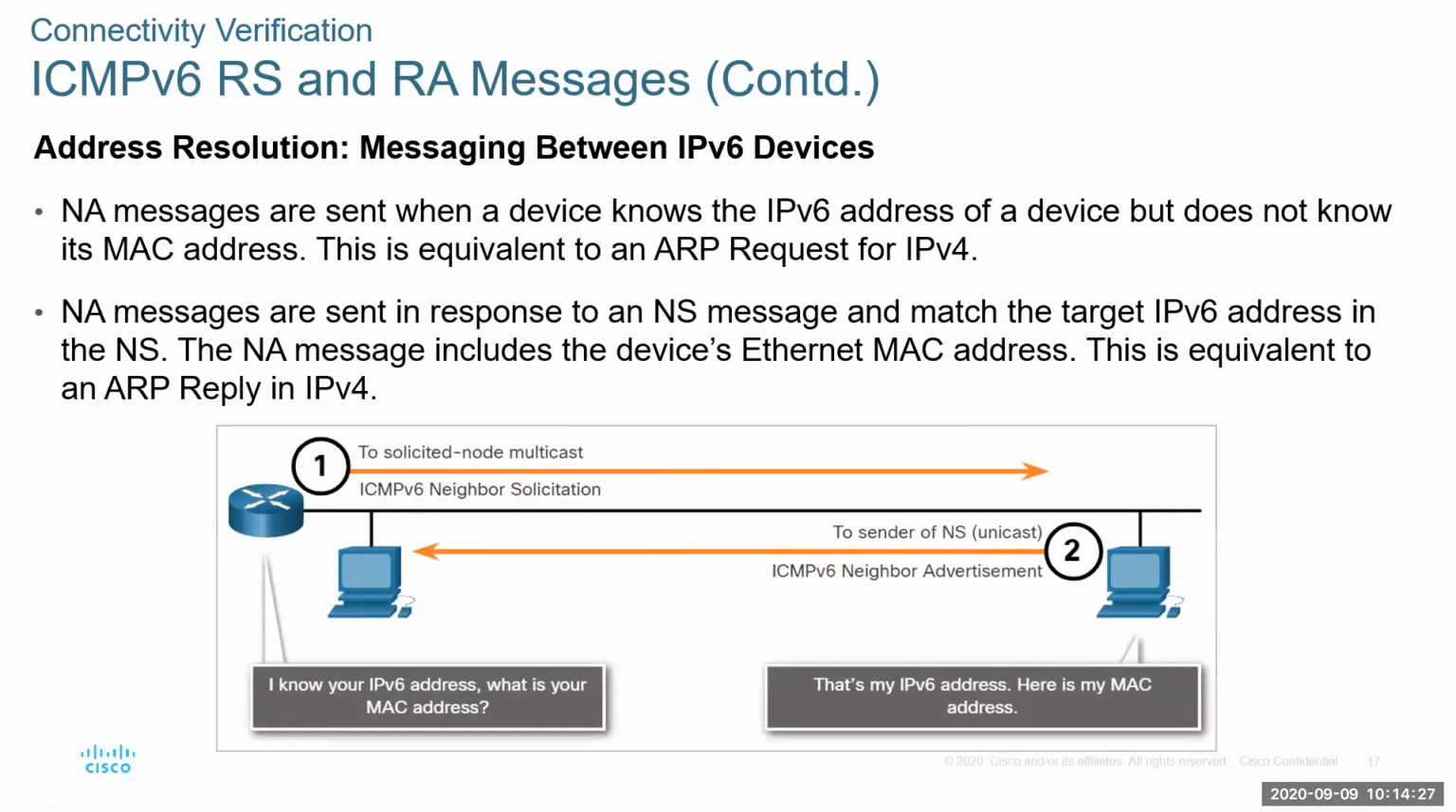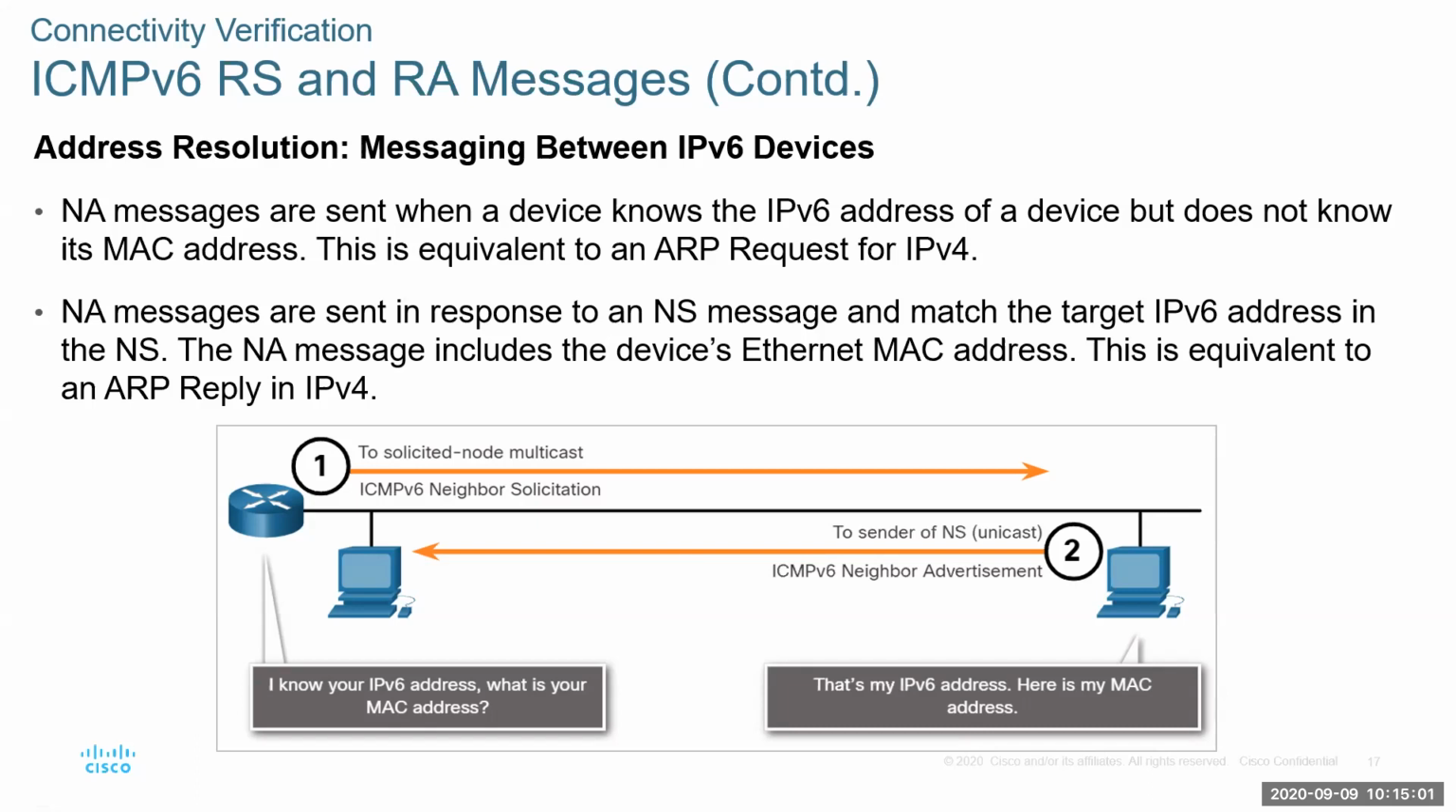Address resolution is again messaging in an IPv6 area. These are called NA messages, your neighbor advertisement message. When a device knows the IPv6 address of a device but doesn't know its MAC address, this is similar to an ARP request on IPv4. So be familiar with what the equivalent is between the two protocols. NA messages are sent in response to an NS and match the target IPv6 address in the NS. An NA message is going to include the device's Ethernet MAC address, which is equivalent to an ARP reply.